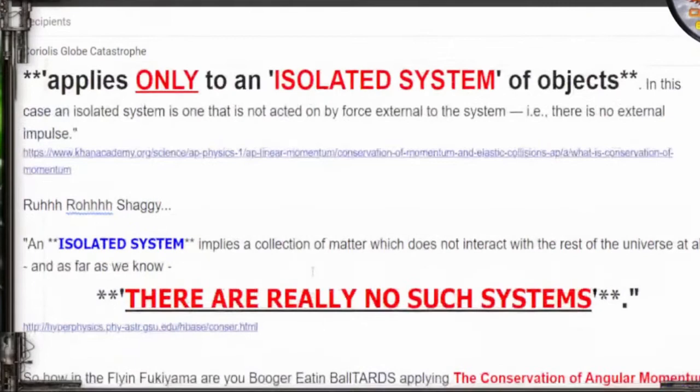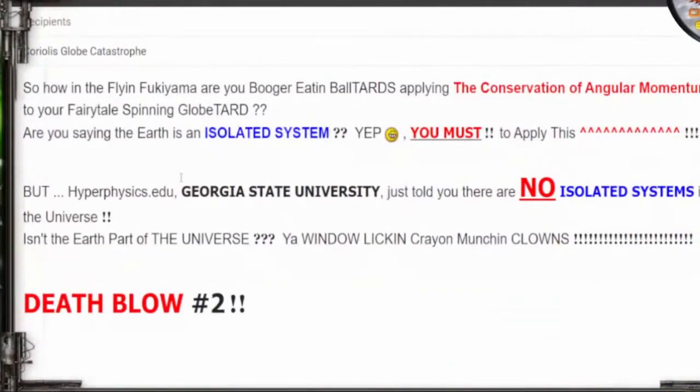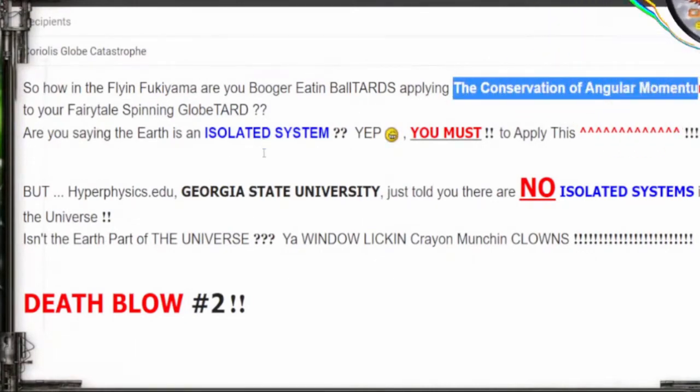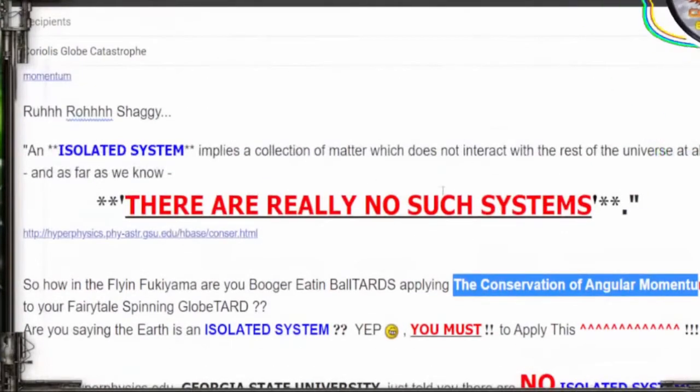What? So, how in the flying Fukuyama are you booger-eating baltards applying the conservation of angular momentum to your fairy tale spinning globetard? How are you doing that? Are you saying the Earth is an isolated system? Yep, you must to apply this. You can't apply this unless you say the Earth is an isolated system. You're on crack. Isolated systems don't exist in nature.